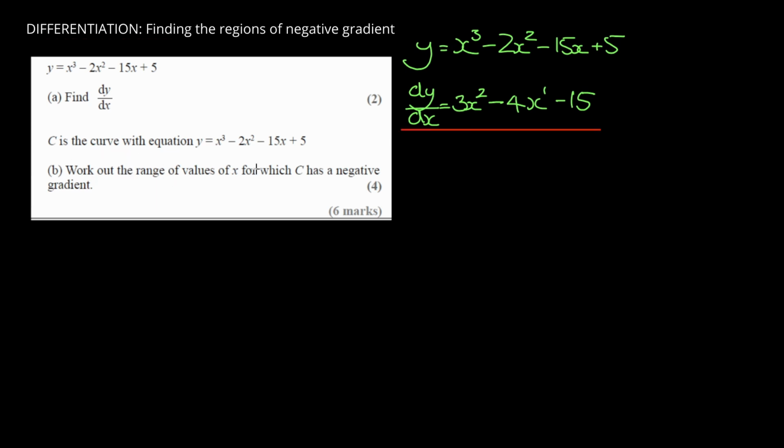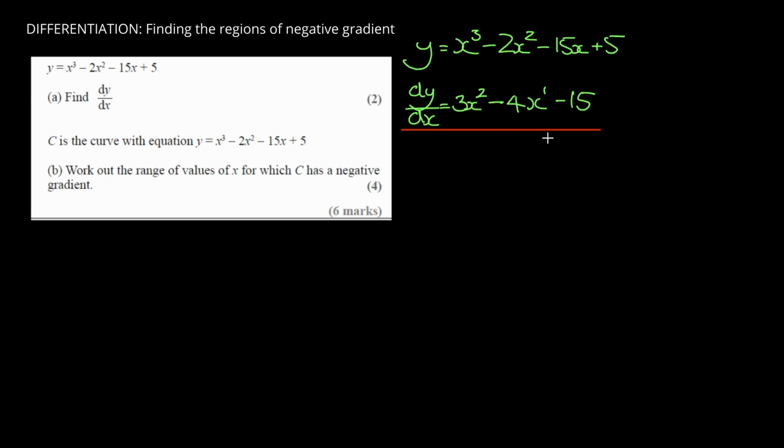Okay, now we're asked to find when the curve, is it the same curve? Yes, it is the same curve. Just in case there's a trick in the question, it is the same curve that we've just found the gradient function for. We've been asked to work out the range of x for which the curve has a negative gradient. So when is this guy negative, is the question. When is this guy below 0? We've almost got to treat this like a separate question.